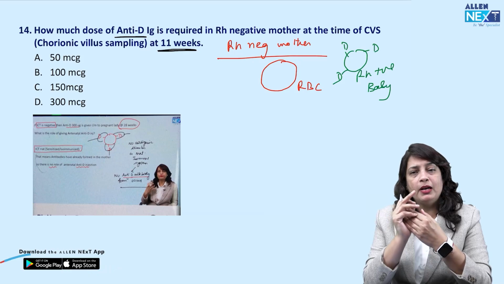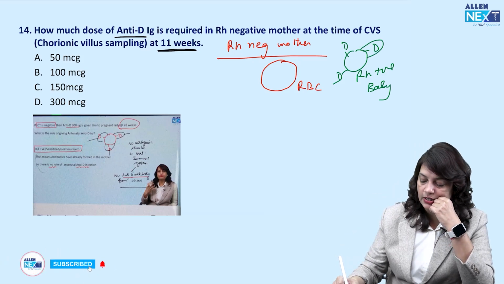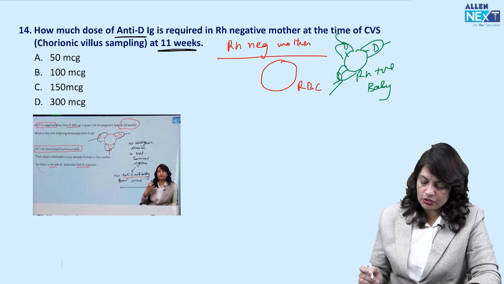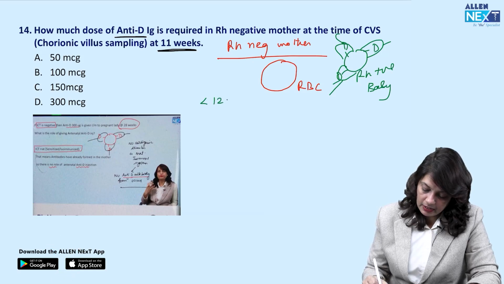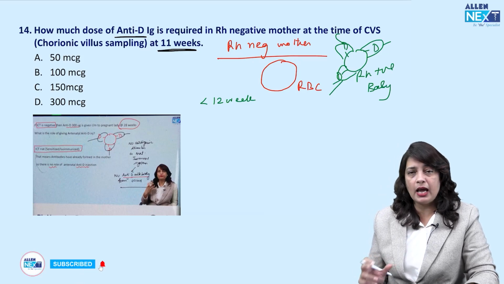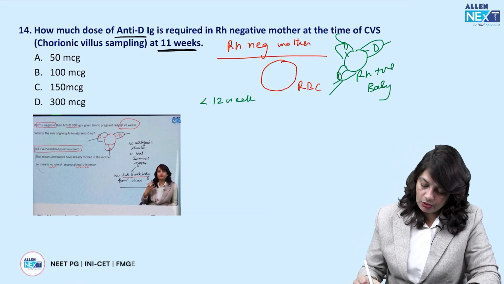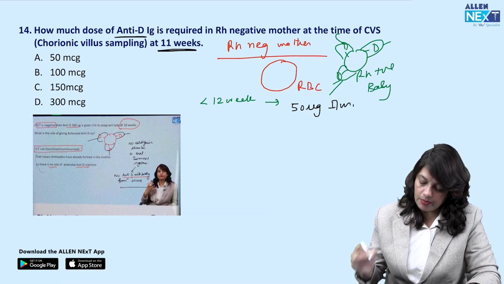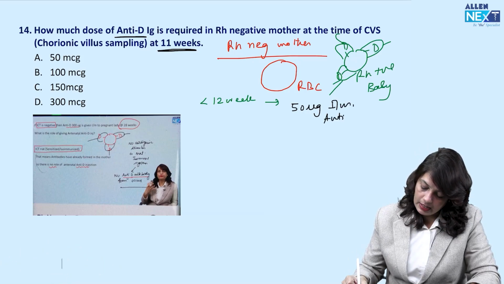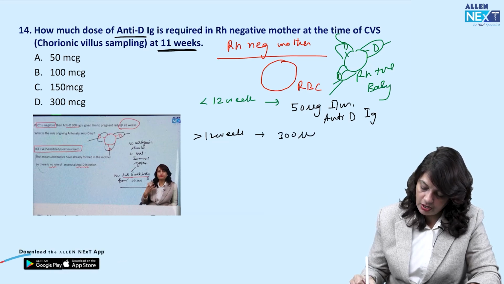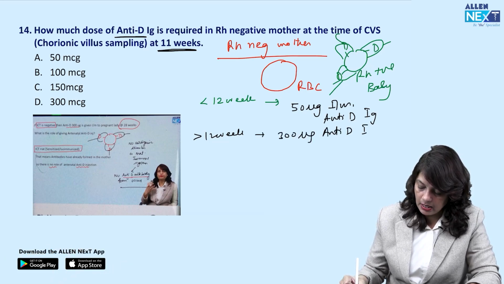Then immunoglobulin has to be given, which will bind to these antigenic sites and block any antigenic stimulus to the maternal immune system. So the dose, if abortion, MTP, ectopic pregnancy or any invasive procedure is done, is 50 micrograms of anti-D immunoglobulin intramuscular. If it is after 12 weeks, then the dose is 300 micrograms of anti-D immunoglobulin.